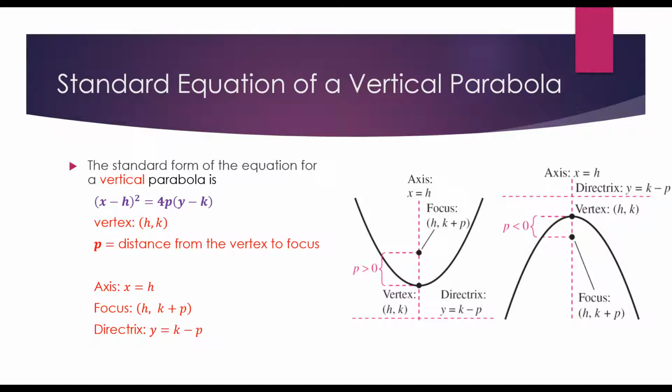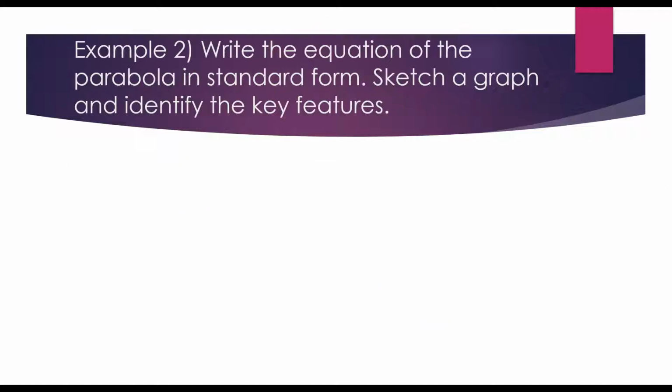If you want, you can write down these formulas for the axis, focus, and directrix, but honestly, as long as you know how to find your vertex and that you understand that P represents the distance from the vertex to the focus, you can figure the rest of those things out. Notice that when P is positive, your parabola will open upward, and when P is negative, your parabola is going to open downward. So let's use this to write the equation of a parabola in standard form, sketch a graph, and identify the key features.